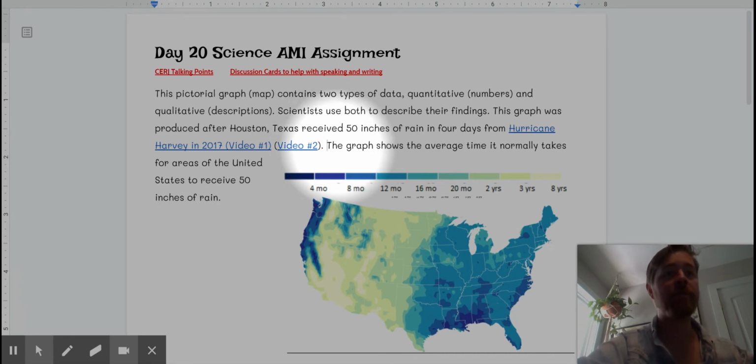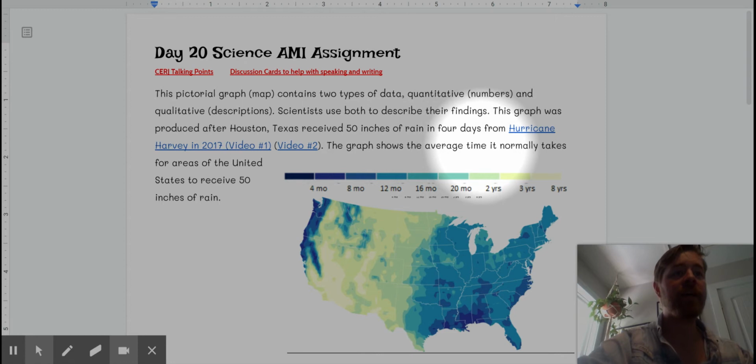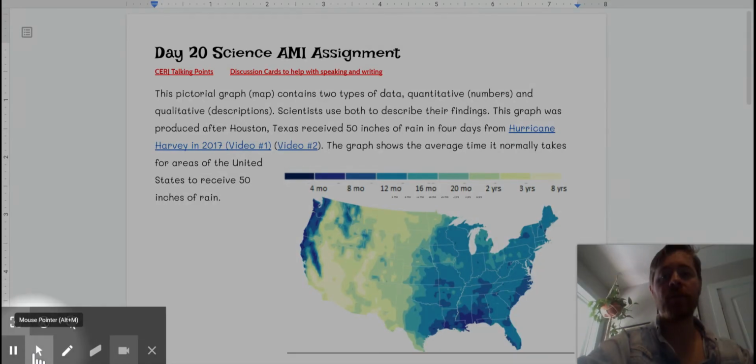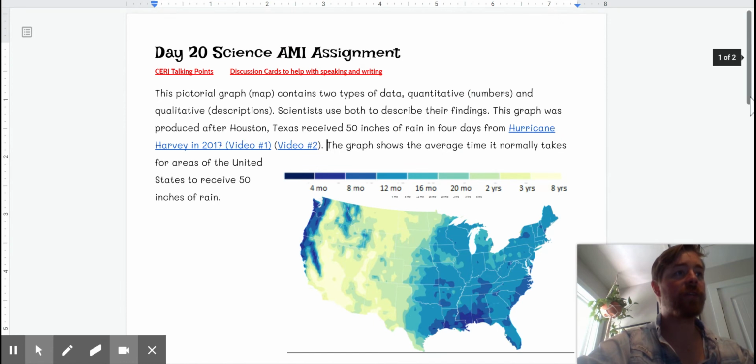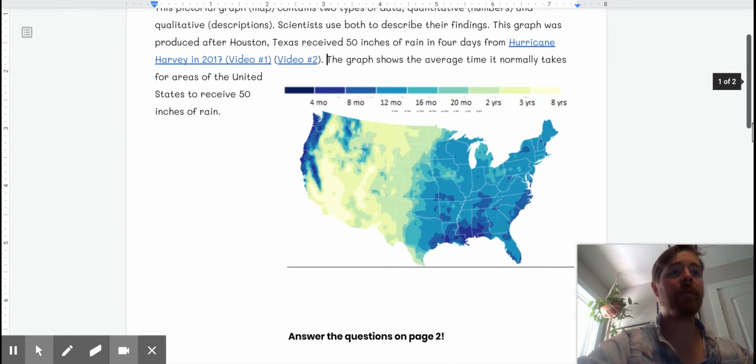4 days. The graph shows the average time it normally takes for areas of the United States to receive 50 inches of rain. Okay, so this map here is showing us on average. This does not include during Hurricane Harvey. This shows us normally how long it takes for an area to receive 50 inches of rain, which is how much they got in 4 days during the hurricane.